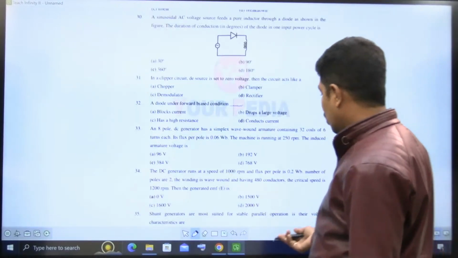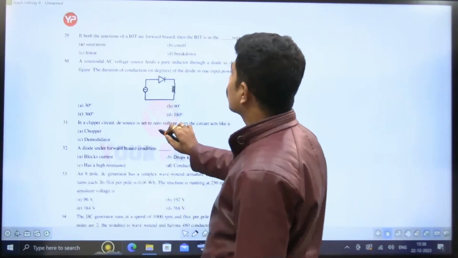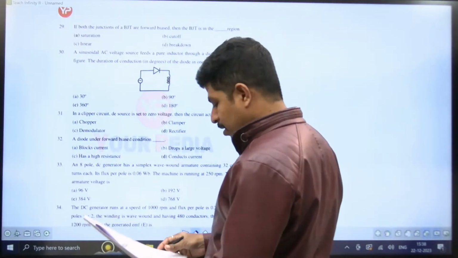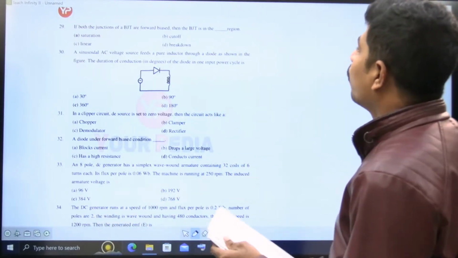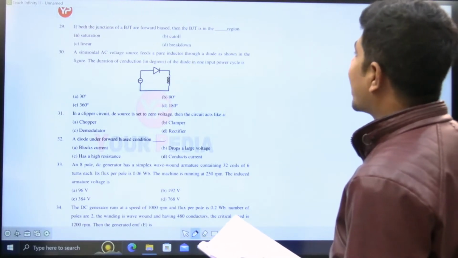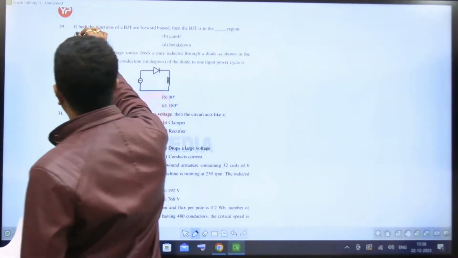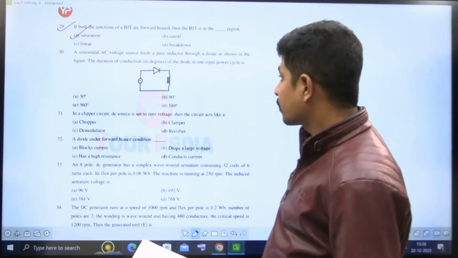Let's go to the next question, question number 29. What is it saying? If both the junctions of BJT are forward biased, then the BJT is in which region? Saturation region. That is a very simple thing we all know. It is in saturation region.